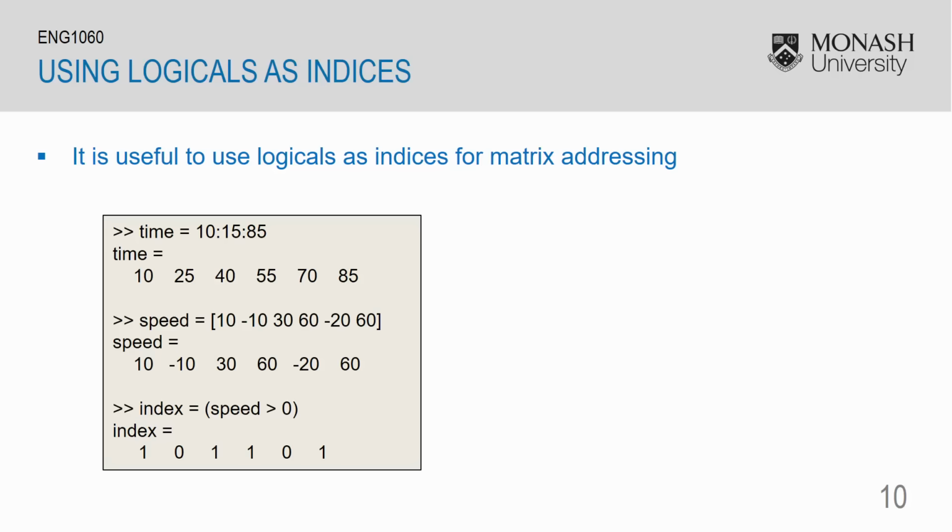Consider this example where we have time as a vector. We have a corresponding speed vector. If we were only interested in positive speeds, then we can test the relationship of speed greater than 0, and we can store this logical into an index variable. This will return true, false, true, true, false, true. This is because -10, or the second element, and the fifth element, -20, are both less than 0.